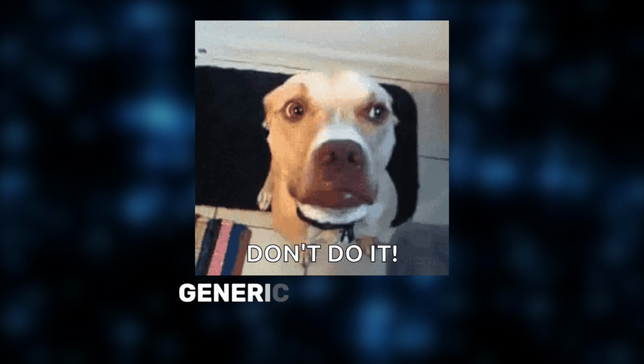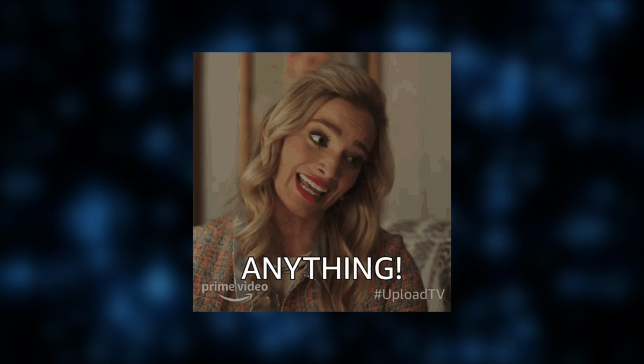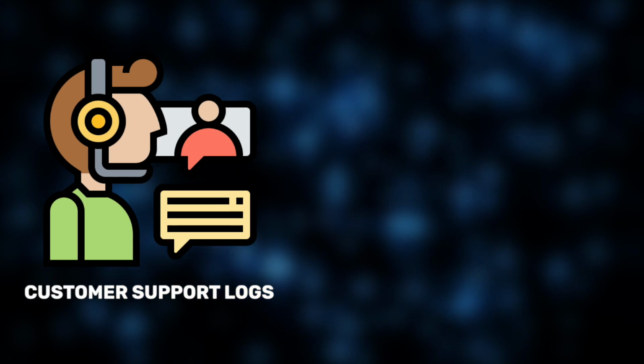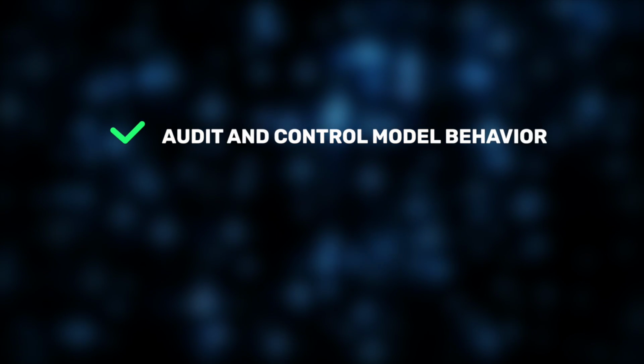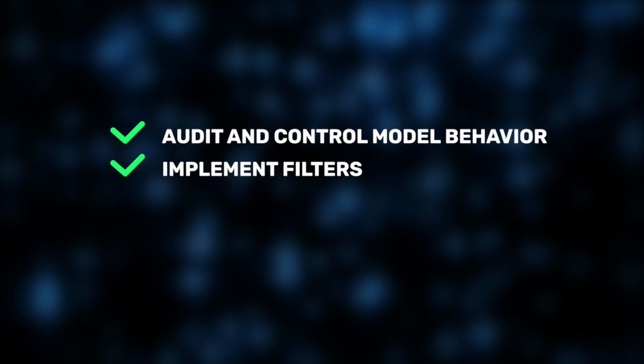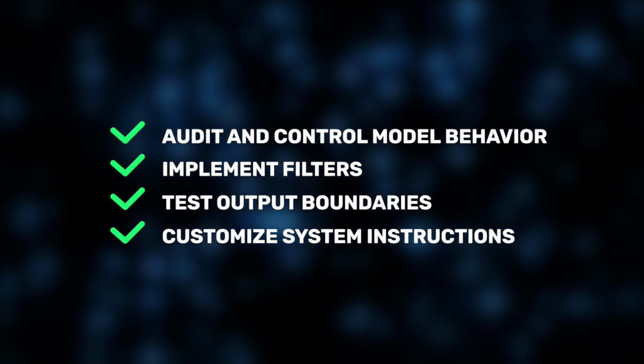Also, don't rely on generic pre-training. Feed the model with your domain-specific data to boost relevance and accuracy. Those can be anything from customer support logs to product documentation. And another must-have practice? Set guardrails to audit and control model behavior. Implement filters, test output boundaries, and customize system instructions to stay compliant.